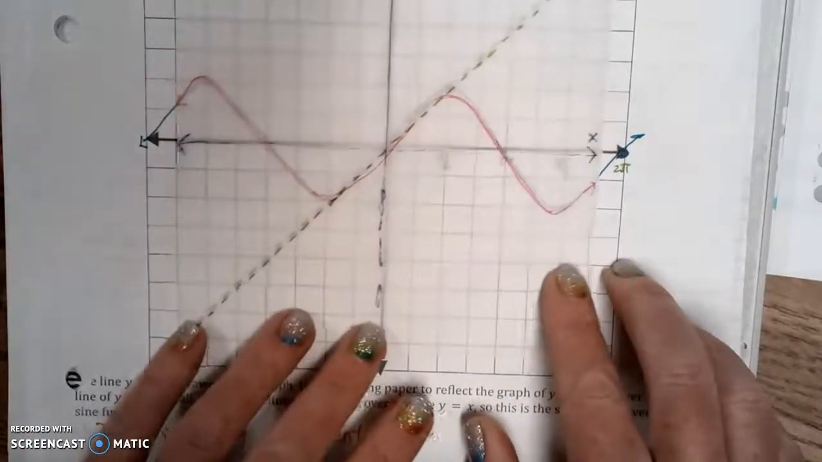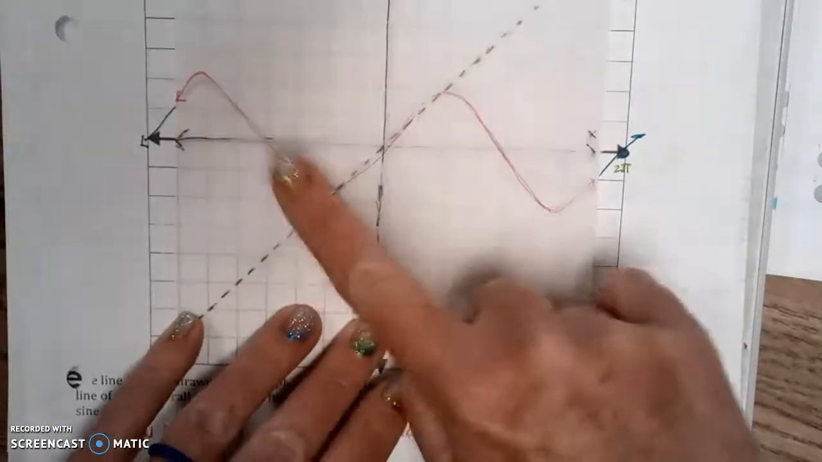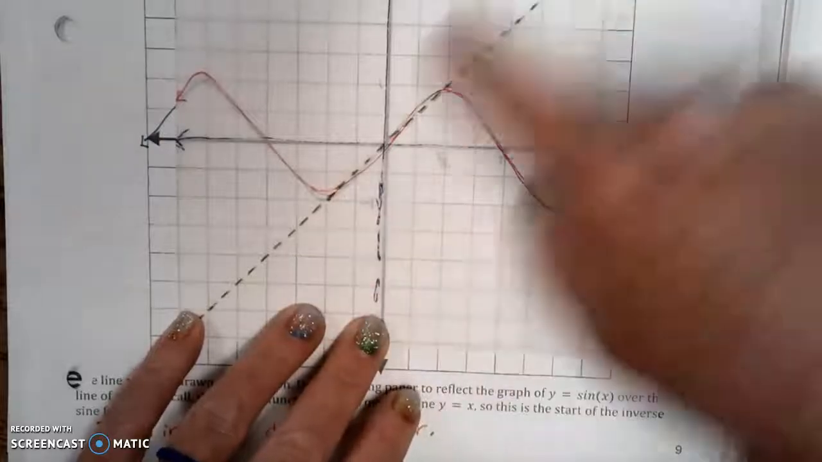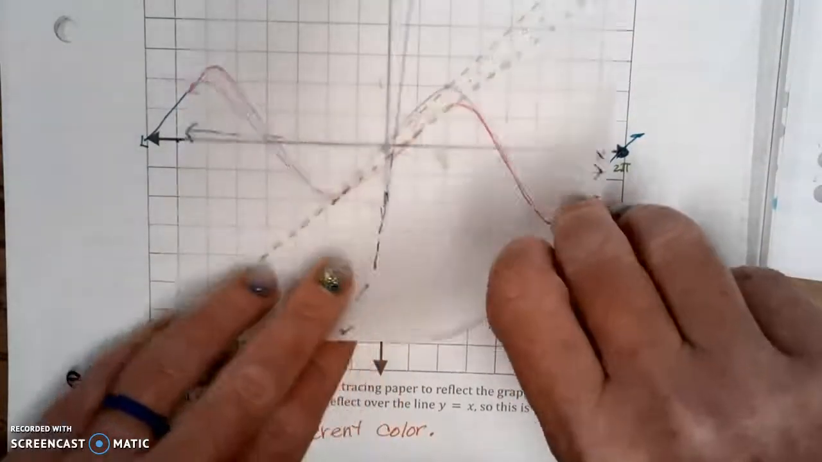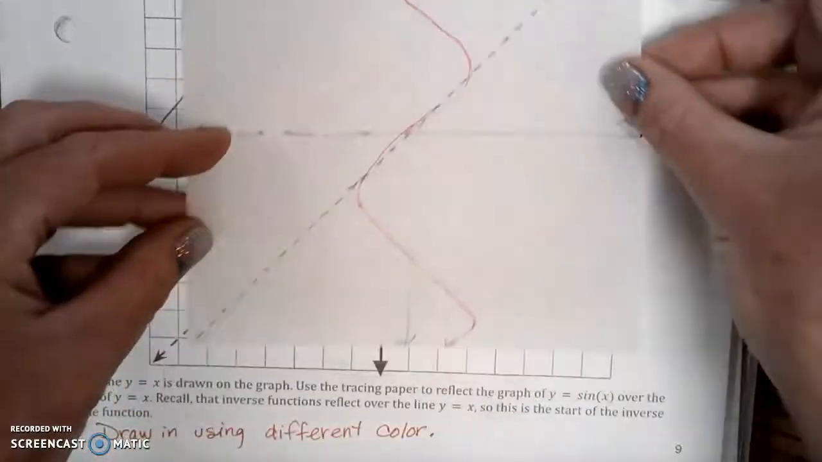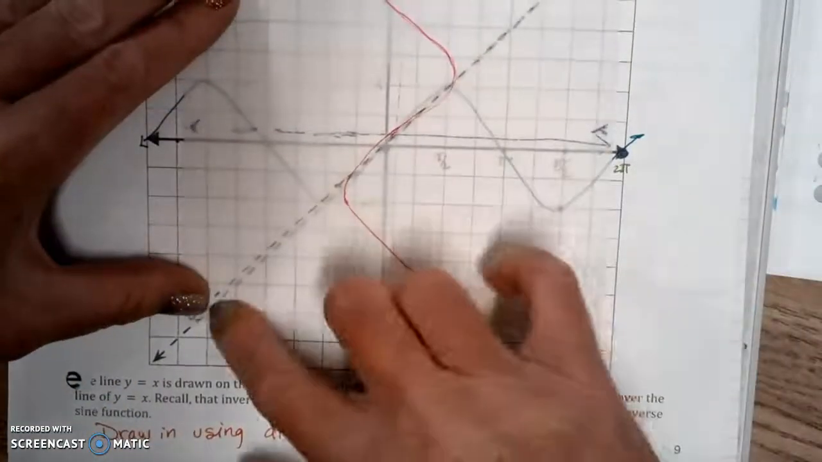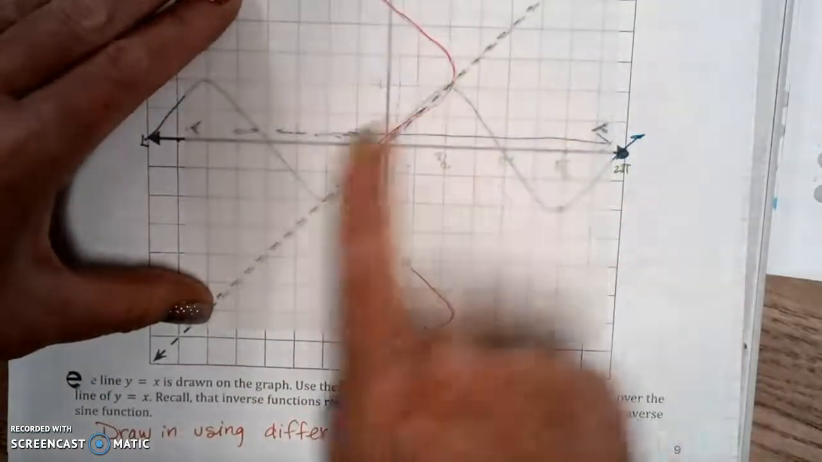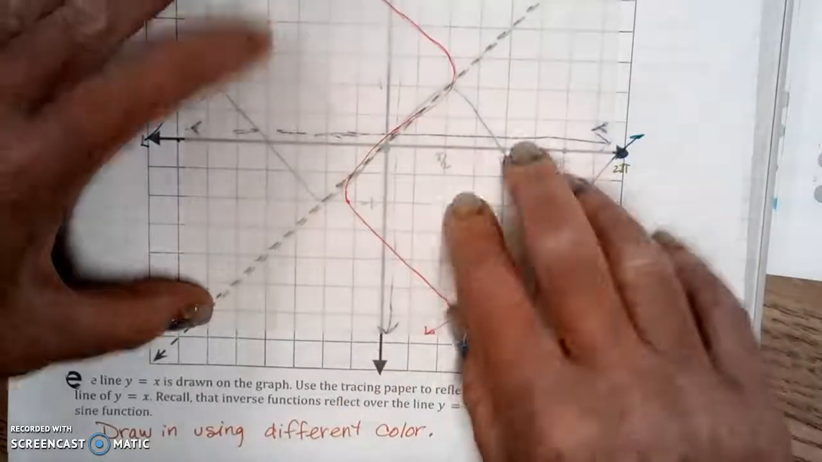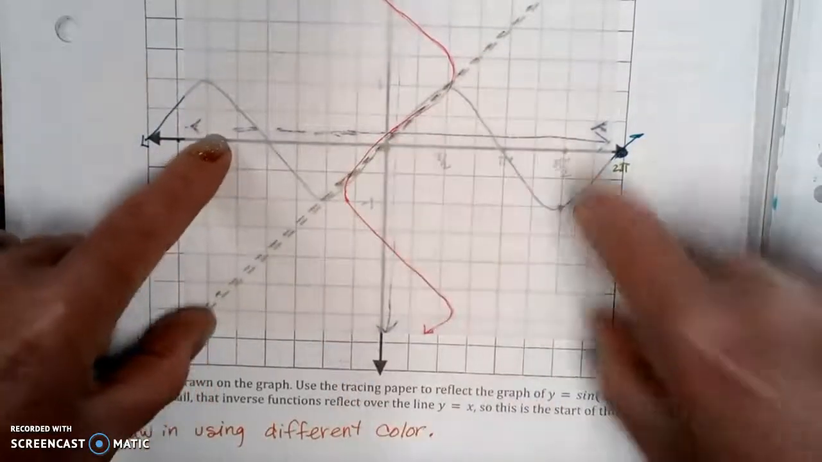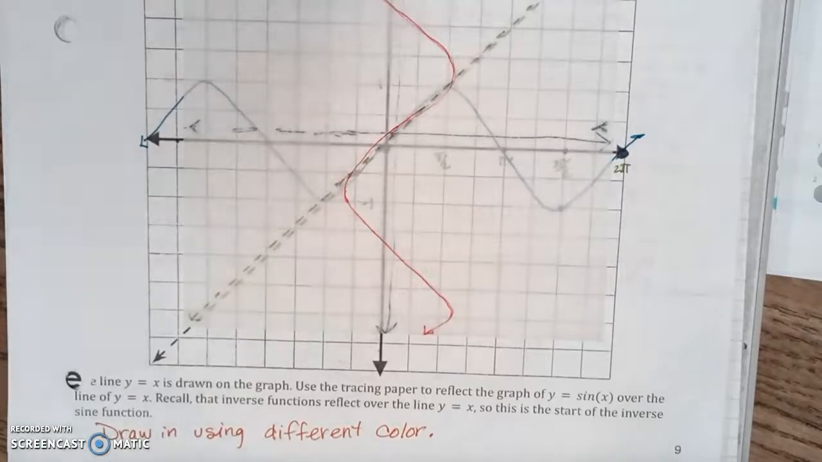So when I line up and when I trace over with my tracing paper, then I'm going to reflect over the dashed line. You're going to see that the inverse is going to look like this. So I don't know if you can see the one under it, but that's what it's going to look like.